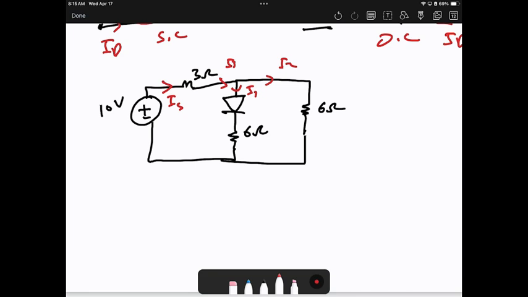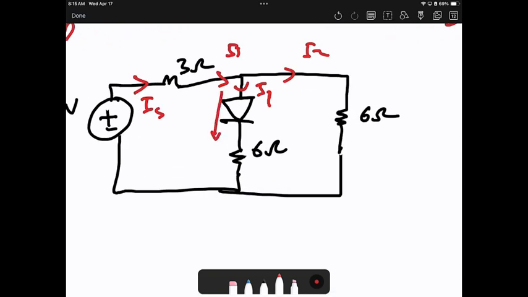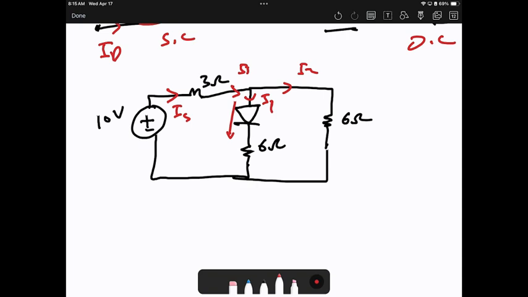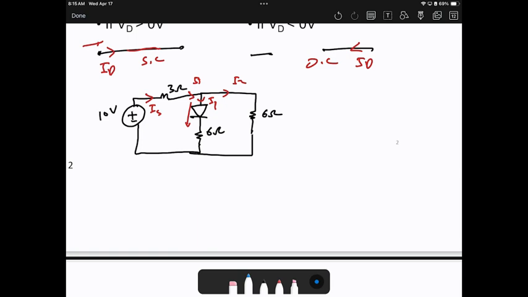Look at I1. The current will go here. Will the current be blocked at the diode, or will the diode allow it? What do you think? No, it will not be blocked. So what should I do? Redraw the circuit by replacing the diode with a short circuit. The diode is now a short circuit. Here is 6 ohms, then here is another 6 ohms.